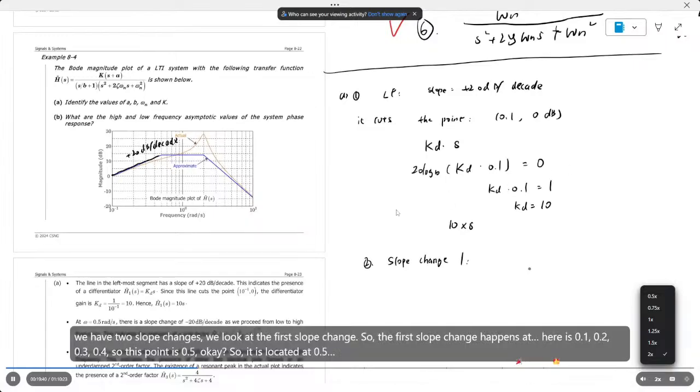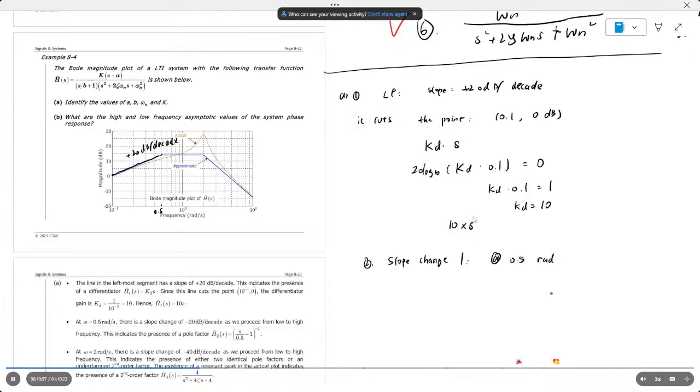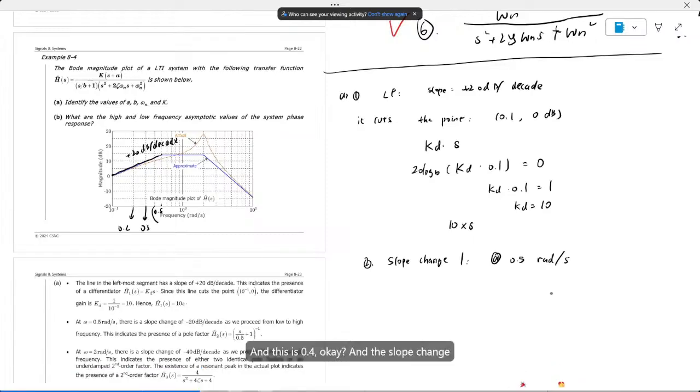We have two slope changes. We look at the first slope change. So the first slope change happens at, here is 0.1, 0.2, 0.3, 0.4. So this point is 0.5. Okay, so it is located at 0.5 radians per second. Okay, maybe I label it 0.2, 0.3, and this is 0.4.